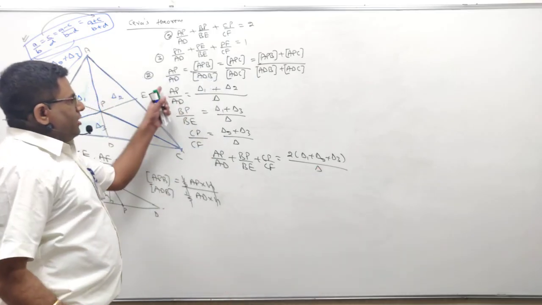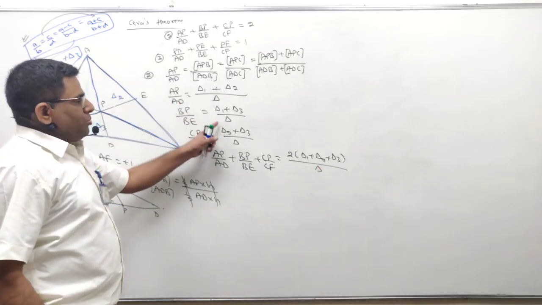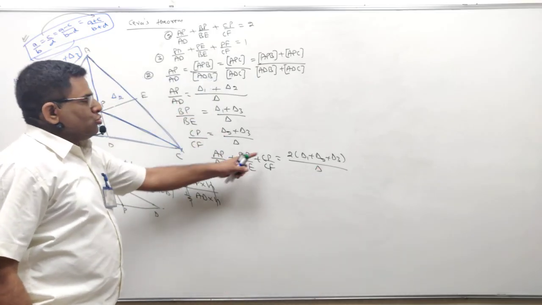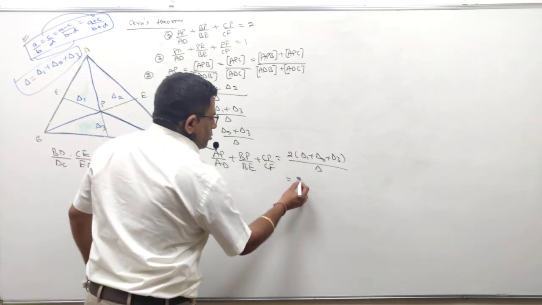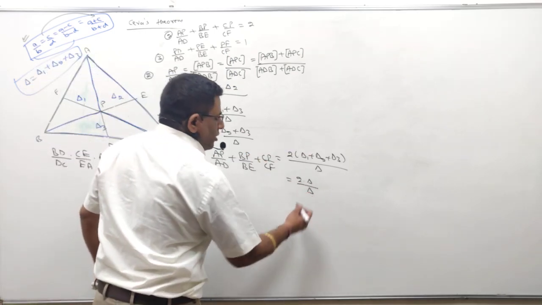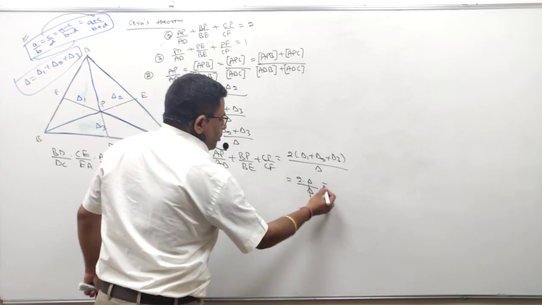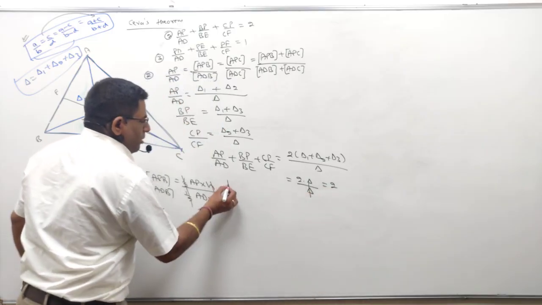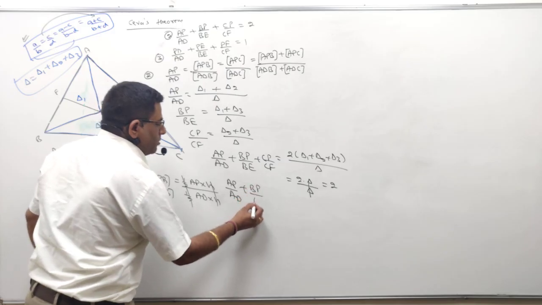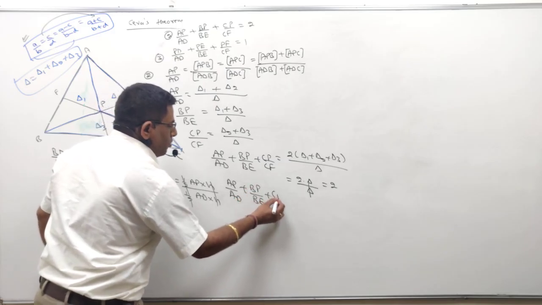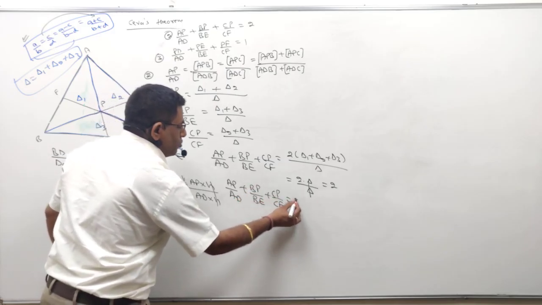Since the denominator is the same, it becomes 2 times of delta 1 plus delta 2 plus delta 3 upon delta. It becomes 2 times of delta upon delta. I can cancel out this delta. So we get the important result, that is AP upon AD plus BP upon BE plus CP upon CF comes out to be 2.